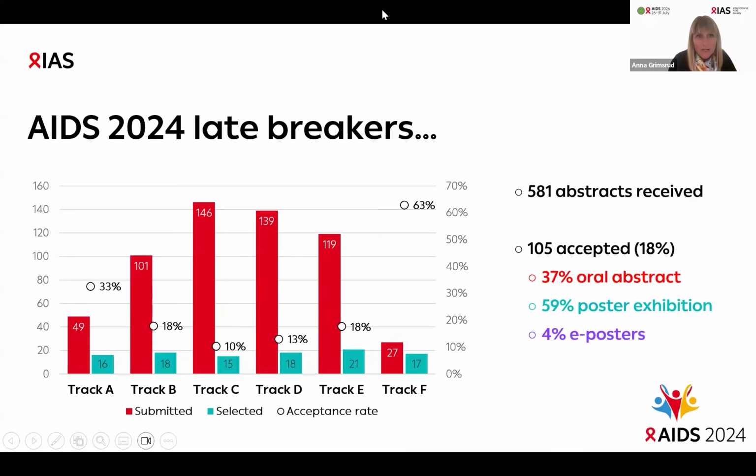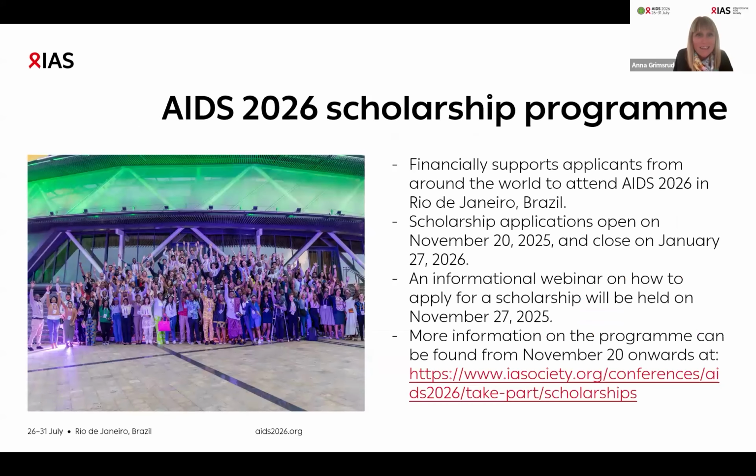Next slide. Late breakers, we obviously see a smaller number. There were 581, and 18% of those were accepted, and a higher proportion were oral abstracts. That's simply because we save some space for late breaking science. If you go to the next slide, I think we will tell you about the scholarship program.